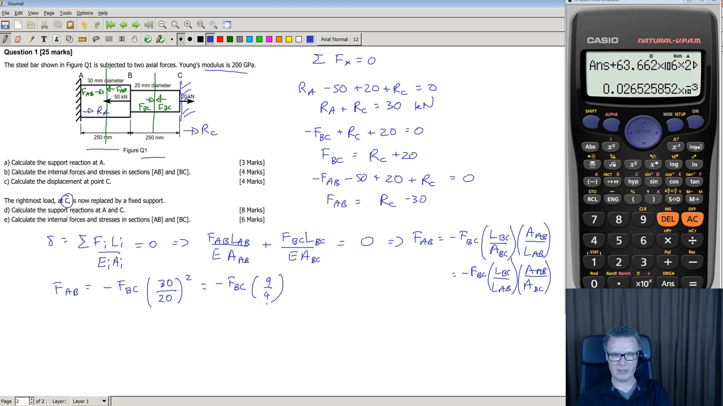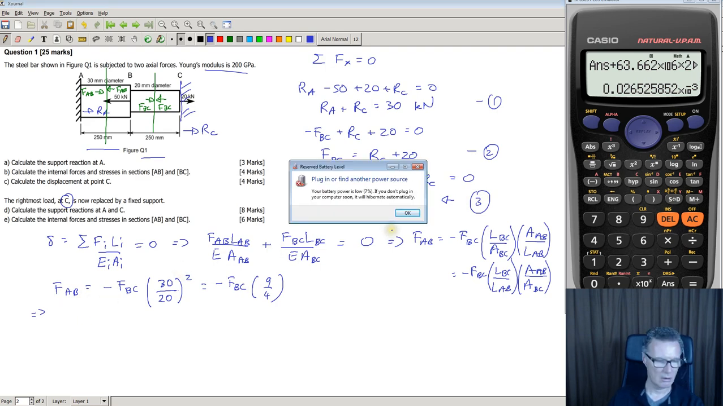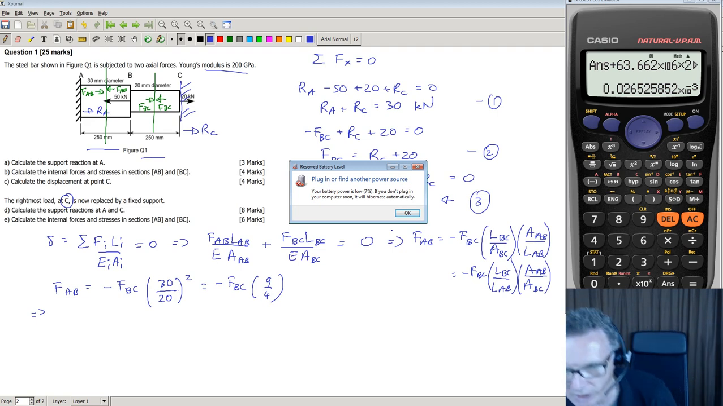Right, how does that help me? So I can replace FAB in this equation here. So let's do that. Let's call this equation 1, this equation 2, this equation 3. So equation 3, we're going to replace it with that term. So that gives me, my battery is low. Am I plugged in?